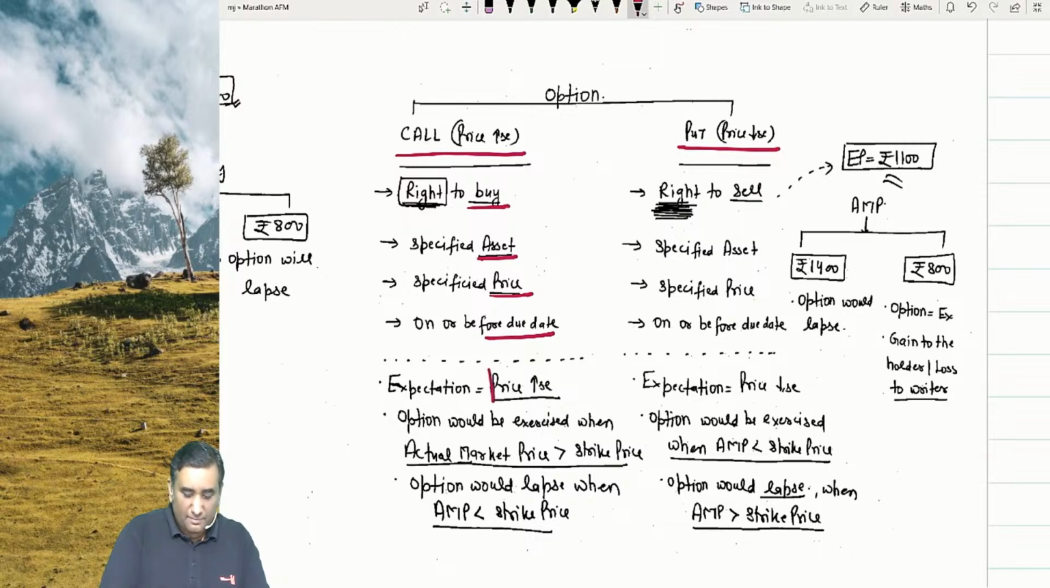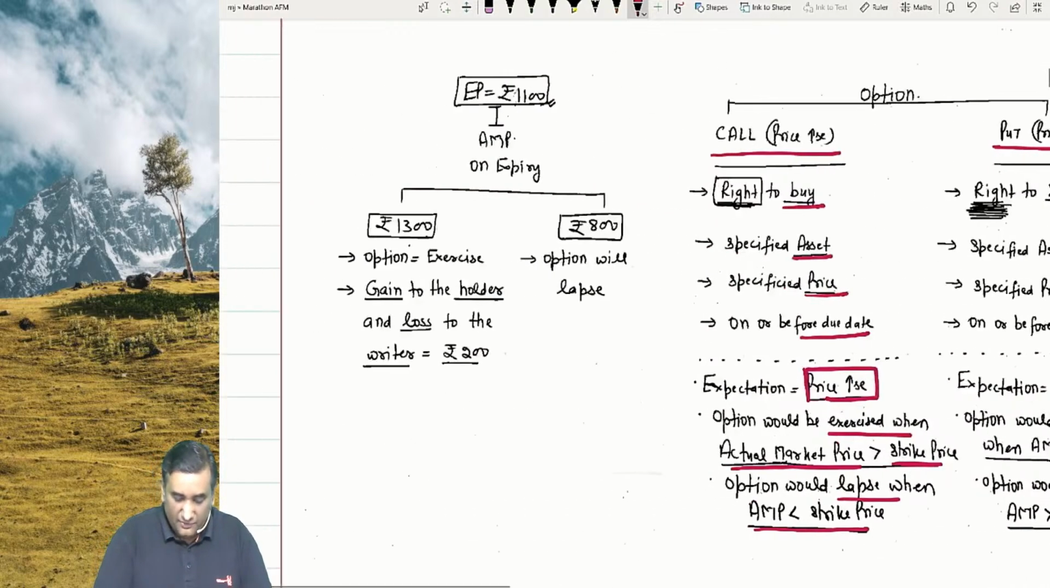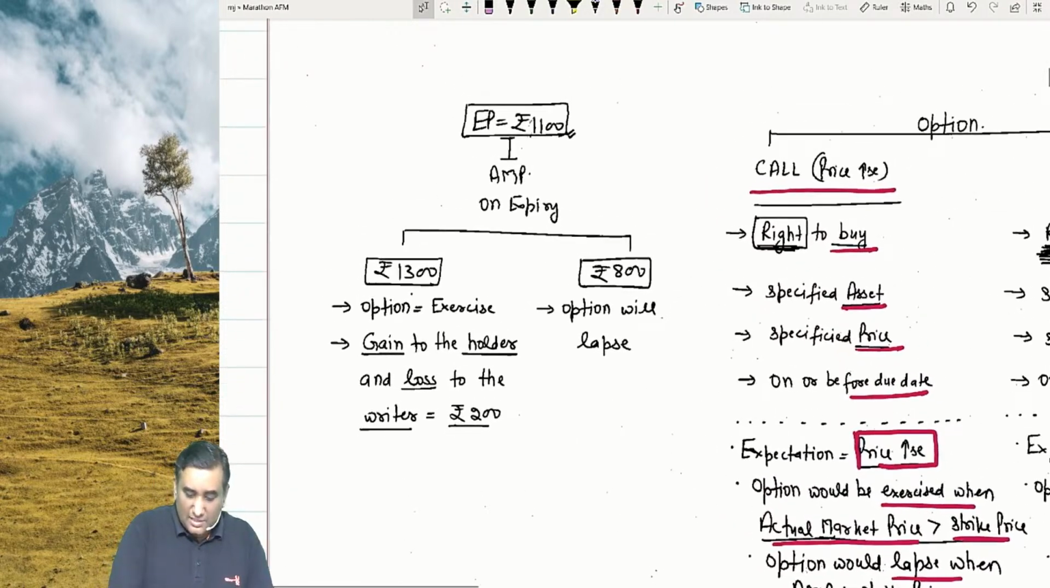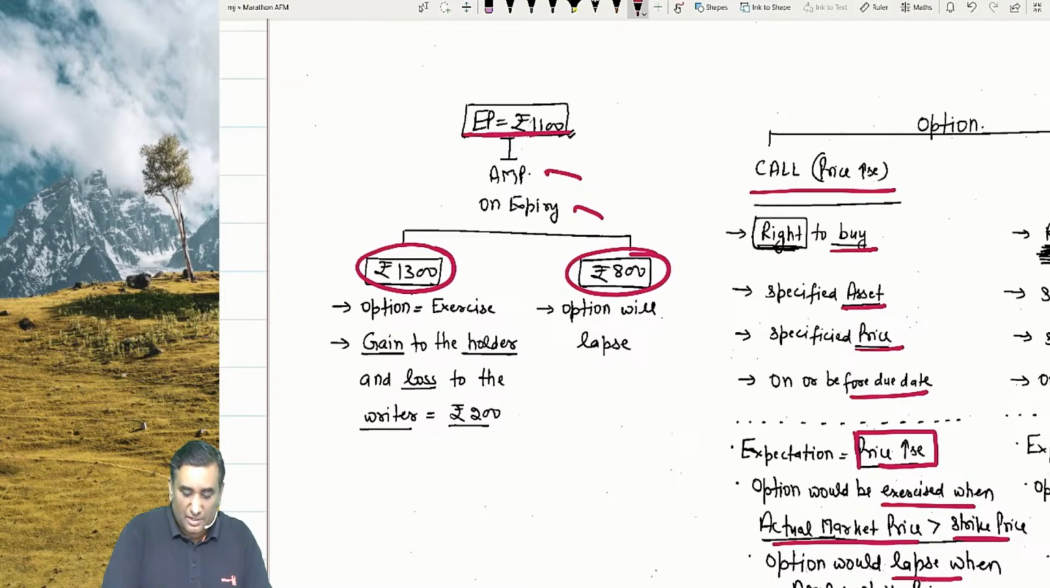Why is a call option taken? Price is expected to rise. The option would be exercised when the market price is greater than the strike price. The option would lapse when the market price is less than the strike price. Let me see if I've taken the example here. Exercise price was 1100. Actual market price on expiry either becomes 1300 or 800. If the price falls, the option would lapse. If the price goes up, gain to the holder, loss to the writer equal to 200 rupees. Premium I have ignored here. That's a call option. Call is you have taken the right to buy at 1100.